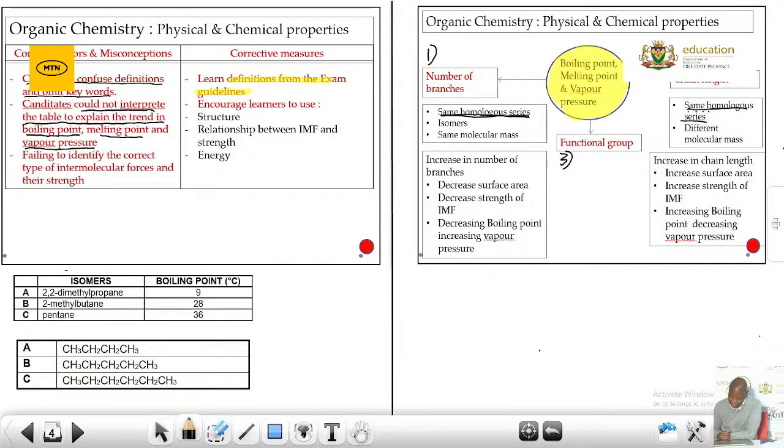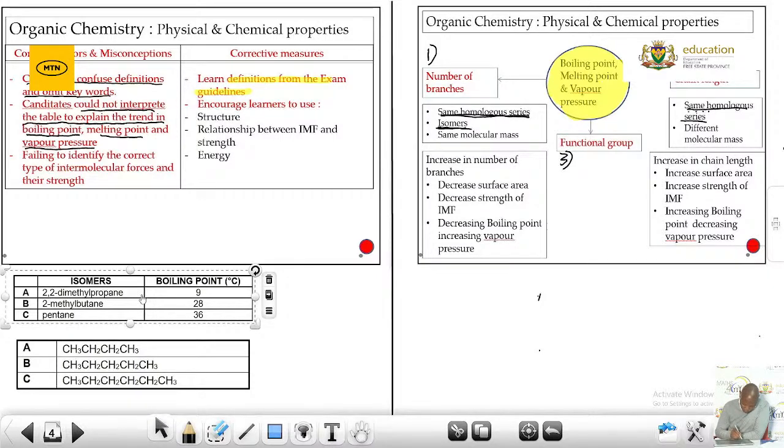But this does not assist in terms of, is it the number of branches or is it the chain length? Then it basically says we need something extra to solidify our choice of which factor is influencing the boiling point and the melting point. So for me to explain in terms of the number of branches, the compounds that I am comparing must be isomers of each other. What are isomers? Compounds with the same molecular formula, but different structural formula.